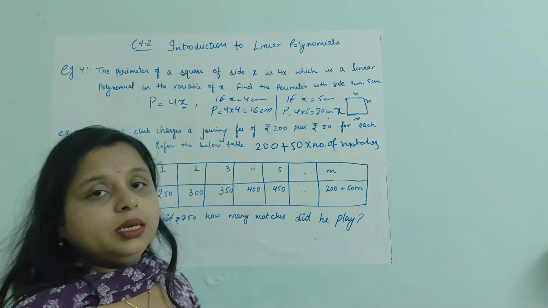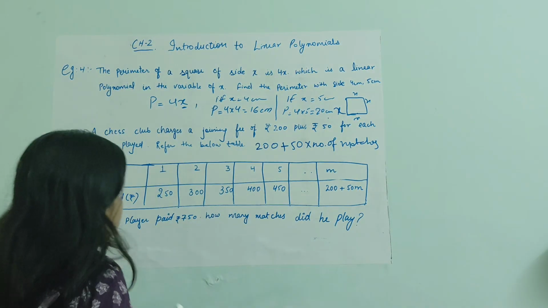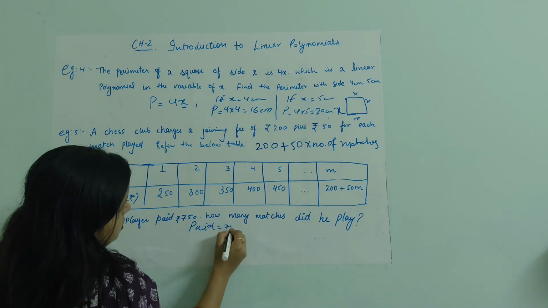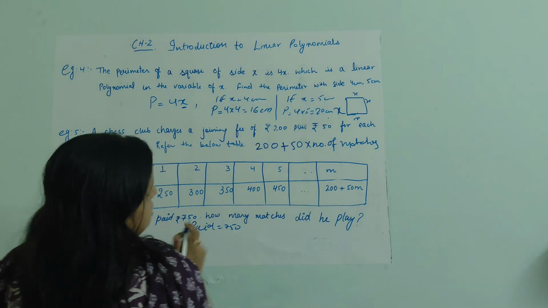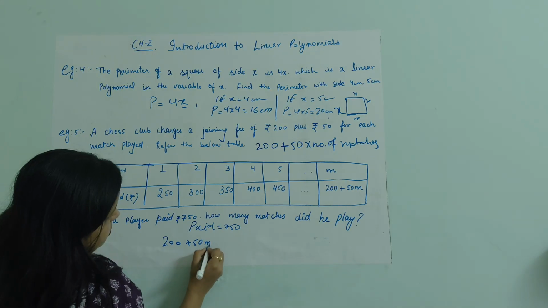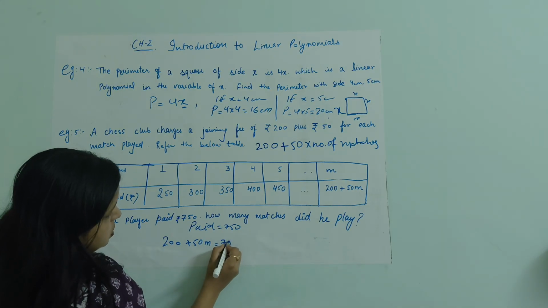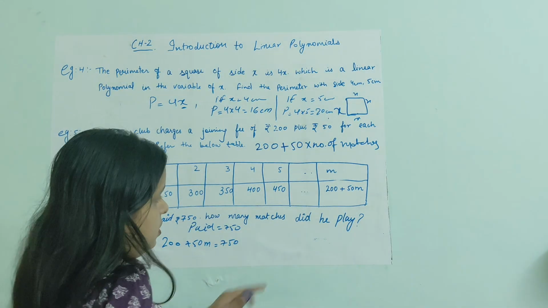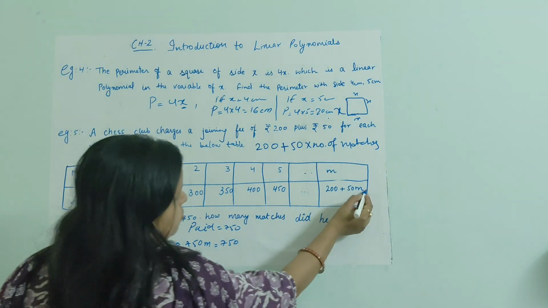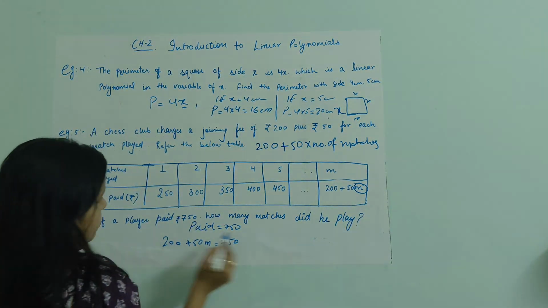So there is a question: if a player paid rupees 750, how many matches did he play? That means the total amount paid is 750. Now this is our expression or polynomial: 200 plus 50m equals 750, since he has paid 750 in total. m is the number of matches that we have to calculate.